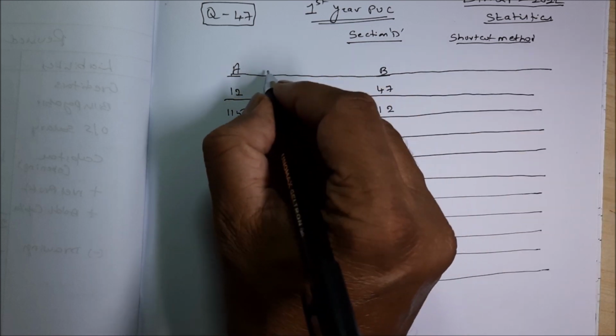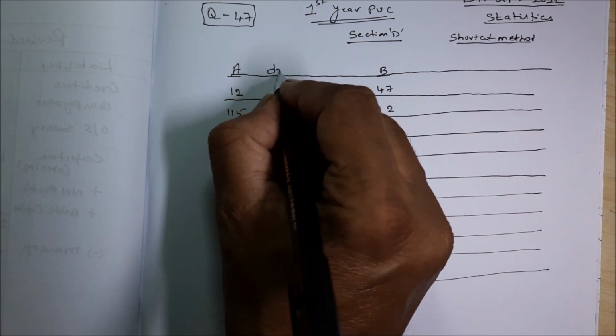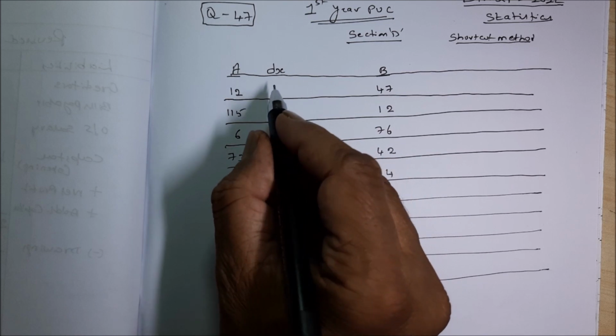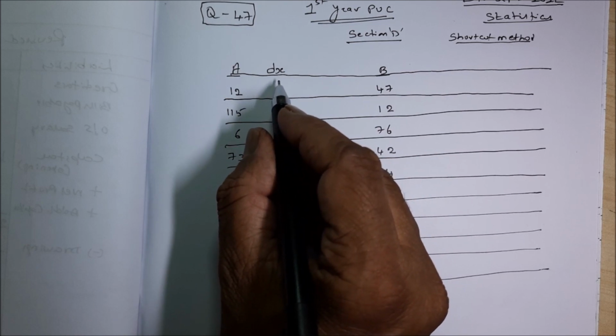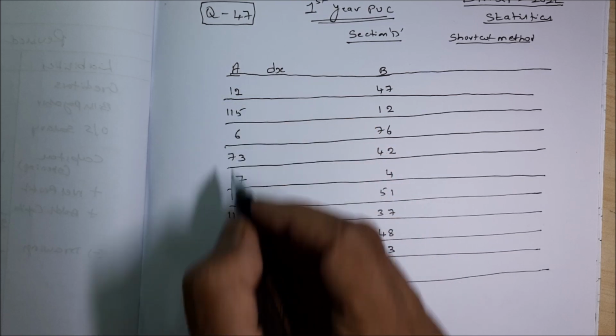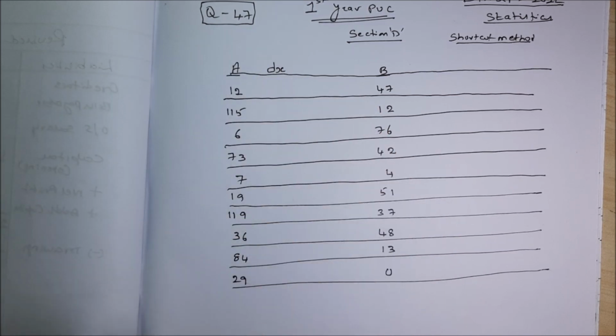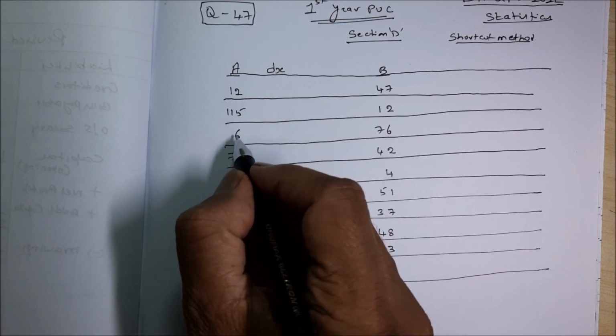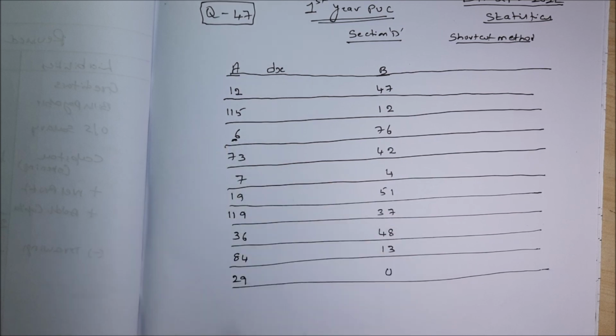So first it is dx, that is deviation from assumed mean. Where is the assumed mean? In this method, always select the least number so that you can avoid all the negative signs. So very simple. Here I will take 6 as assumed mean.